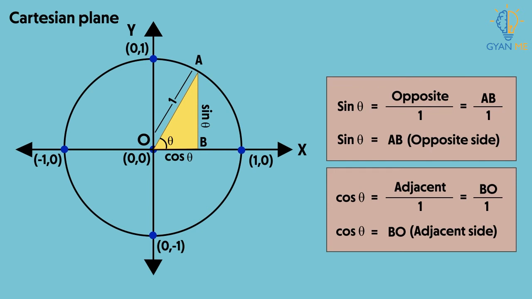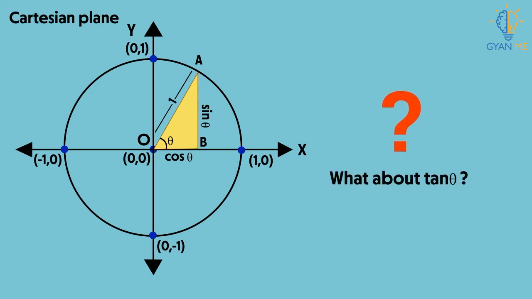So now you know that values of sin theta will give the distance between points A and B, or the length of opposite side. On the same lines, values of cos theta will give the distance between points B and O, since that is the length of this adjacent side. Now what about tan theta?